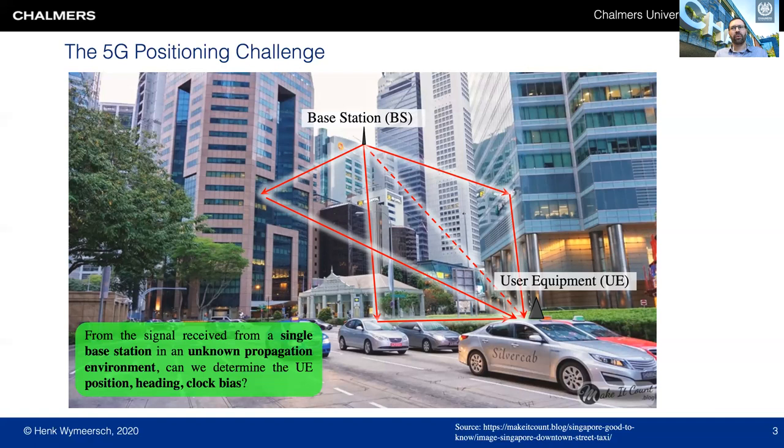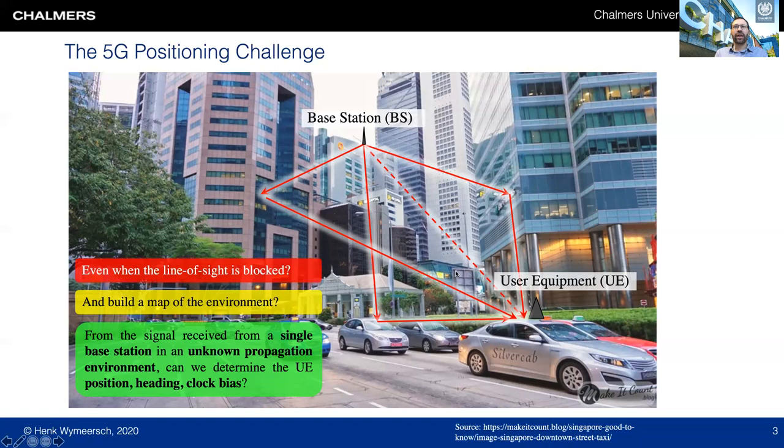At the same time, we want to build up a map of the environment. So we want to localize these buildings and maybe track these vehicles that the signal bounces off on. We also want to do this, and I show here in a dashed line the line of sight path. We want to do this when the line of sight is blocked. Okay, so we want to do non-line of sight positioning or obstructed line of sight positioning. And I would say that these are kind of challenging problems. And my hope is at the end of the tutorial that you are somehow convinced that yes, we can do this indeed.